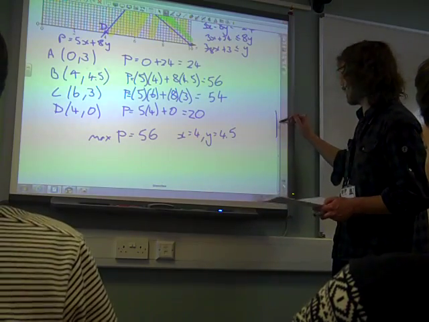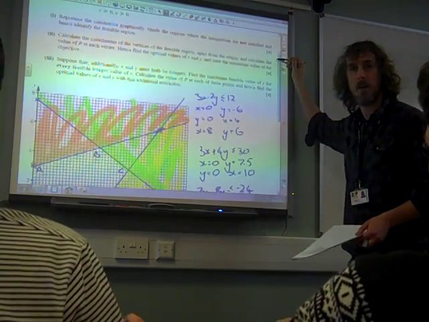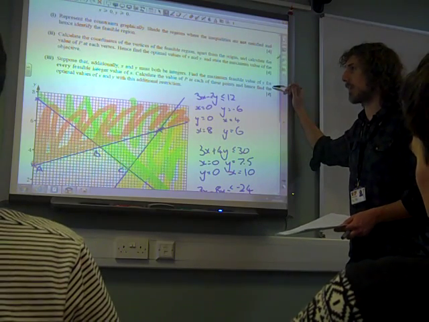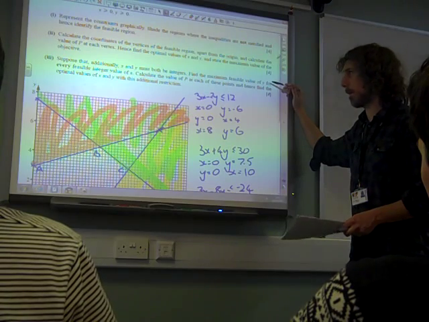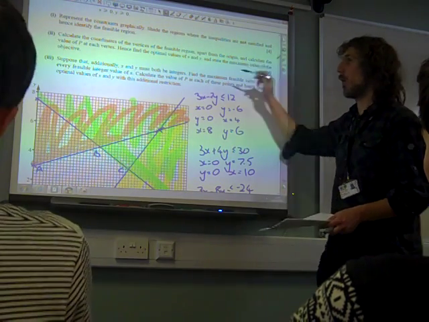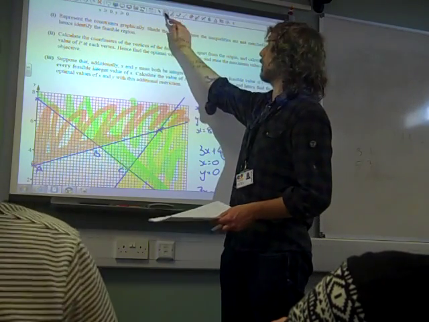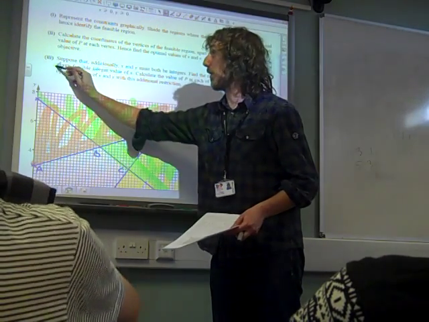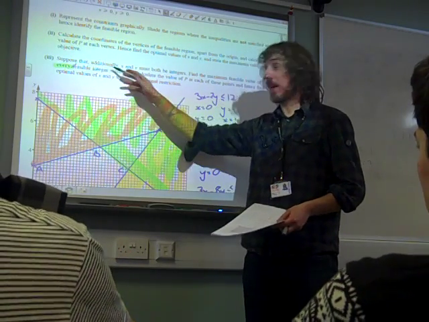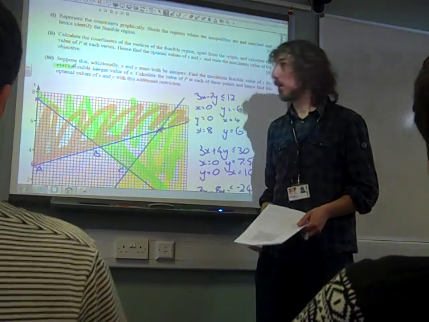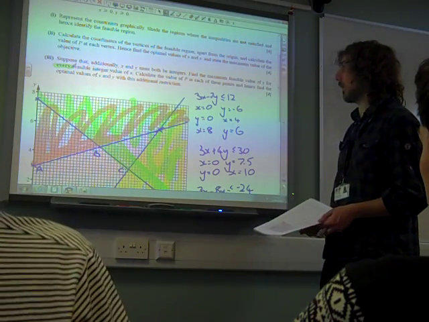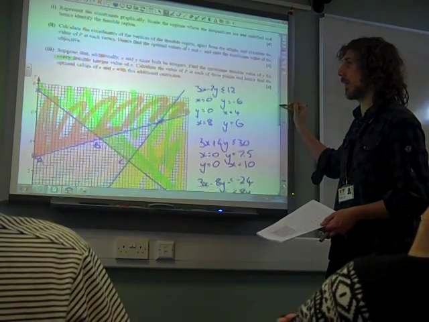Now, this question asks things in such an odd way that lots of people got caught out by this. Suppose that additionally x and y must both be integers. Find the maximum feasible value of y for every, they've put it in bold, I'm going to add to their boldness with a green, for every feasible integer value of x. Calculate the value of P at each of these points and hence find the optimal values.